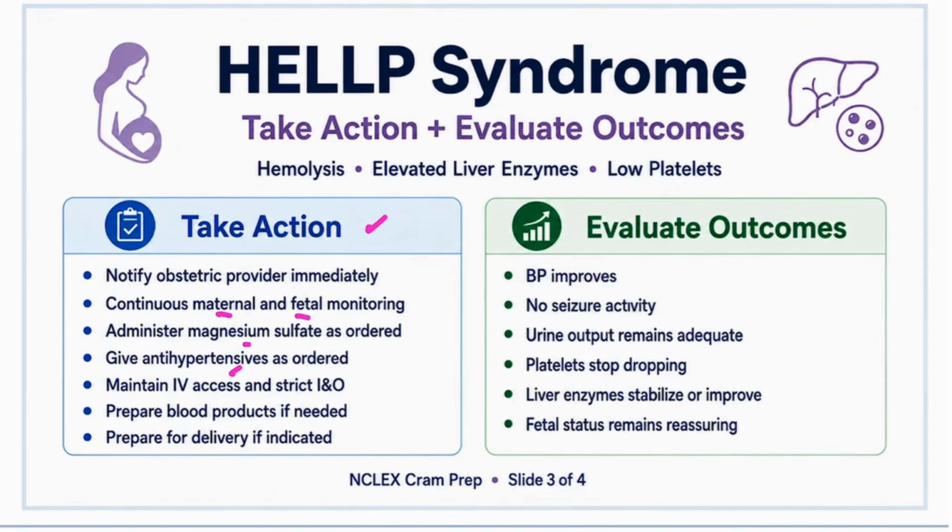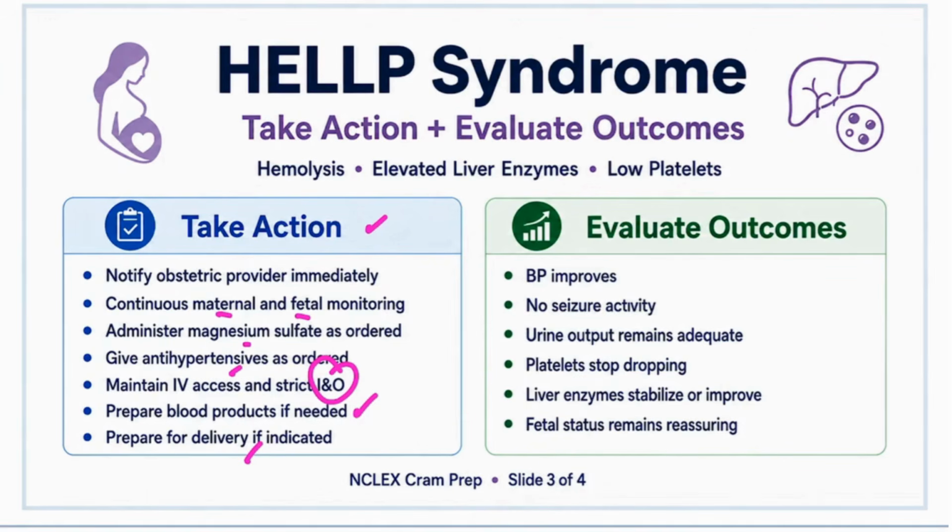Monitor strict I&O because declining urine output may indicate worsening renal perfusion or organ perfusion. Trend the platelet count and liver enzymes rather than looking at a single lab value. Prepare blood products if necessary, especially if severe thrombocytopenia or bleeding develops. And if maternal or fetal status continues to deteriorate, prepare for the delivery of the baby.